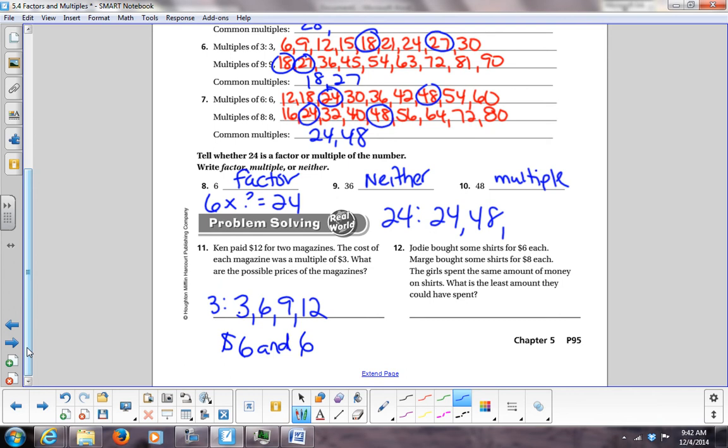All right, Lucas. 9 and 3. 9 plus 3 is $12.